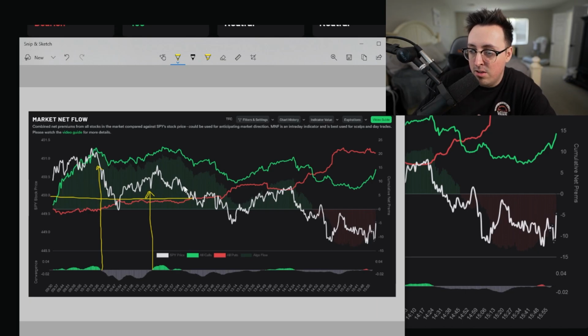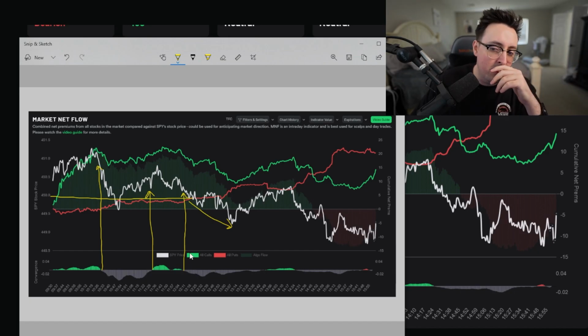I held, and then it turned gray convergence. And I still held even with the gray convergence because of how bullish flow was. But you can see it did get you out of that losing trade as we continued down for a little bit. But that's kind of just my thought process on using market net flow in your trades. Sometimes it can be very rewarding, but sometimes it just doesn't work out.